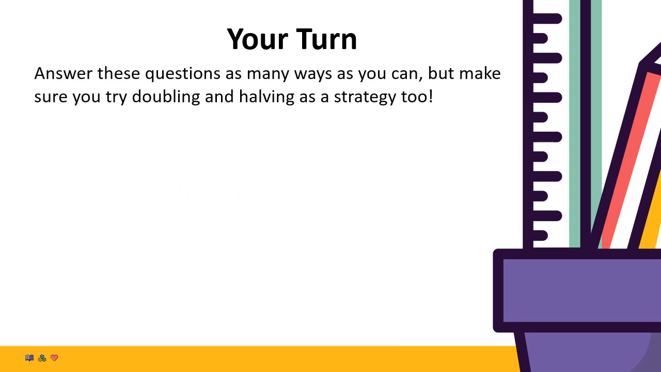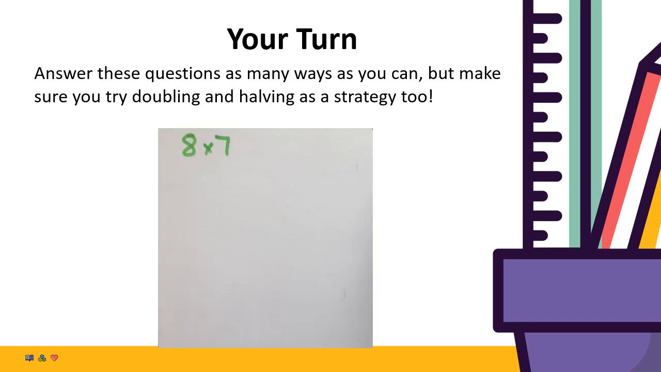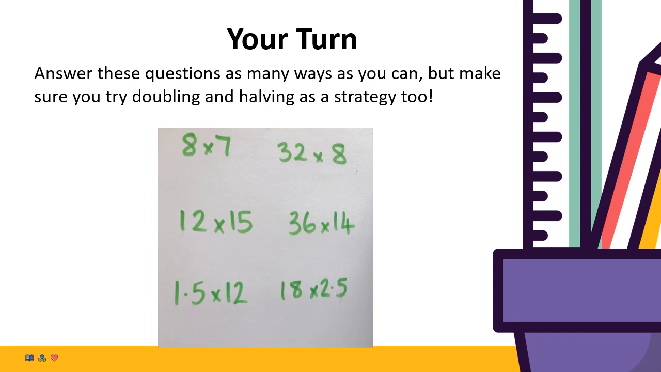Answer these questions that are about to come up in as many ways as you can, but make sure you try to use the doubling and halving as a strategy too. Can you answer 8 times 7, 32 times 8, 12 times 15, 36 times 14, 1.5 times 12, or 18 times 2.5?